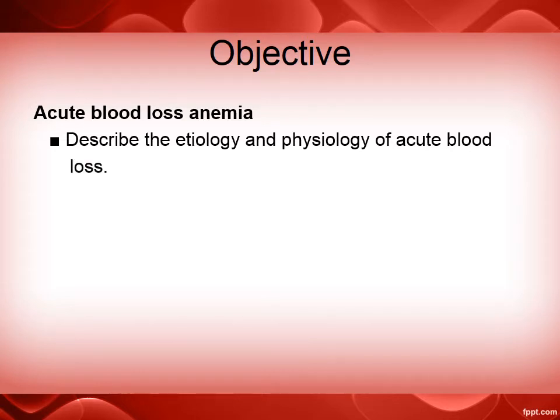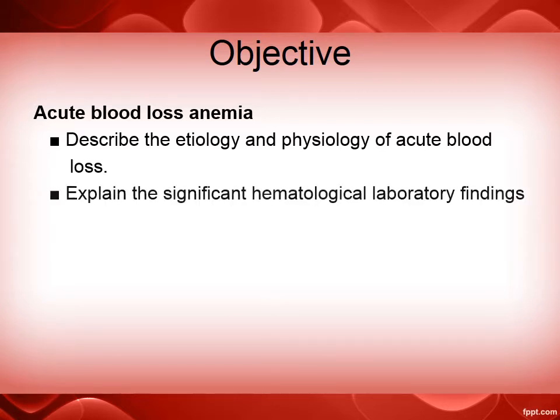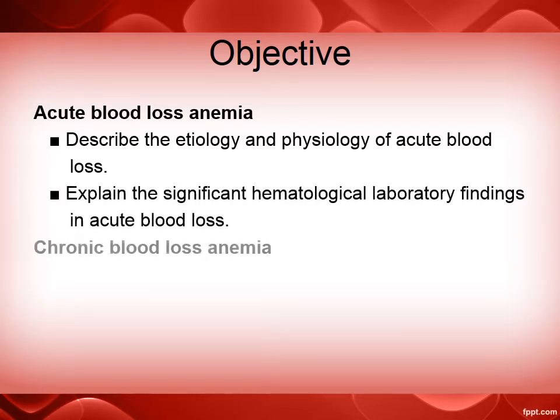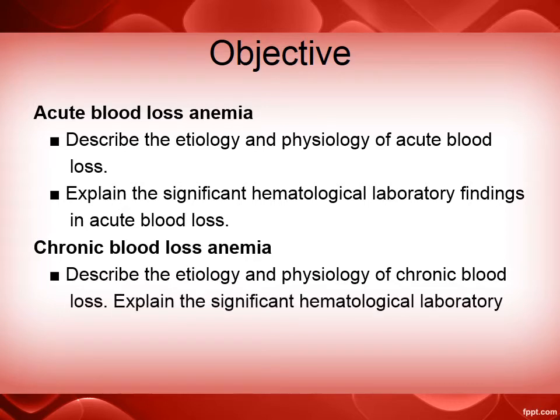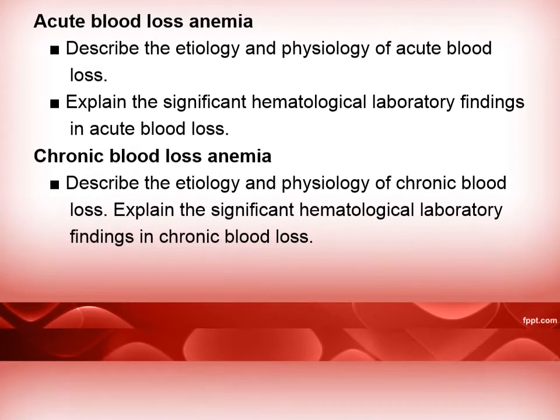Explain the significant hematological laboratory findings in acute blood loss. Chronic blood loss: describe the etiology and the physiology of chronic blood loss. Explain the significant hematological laboratory findings in chronic blood loss.